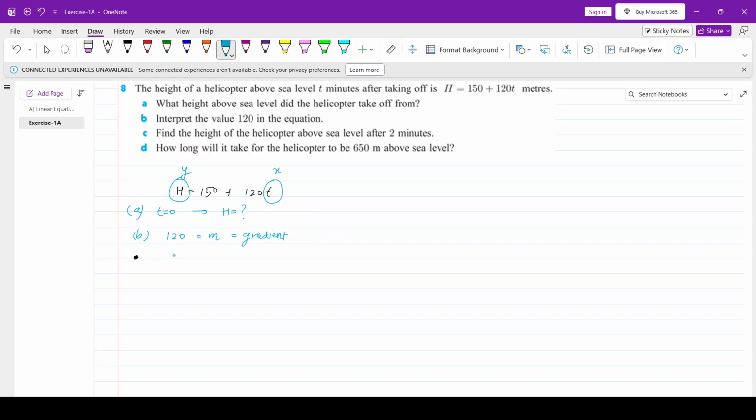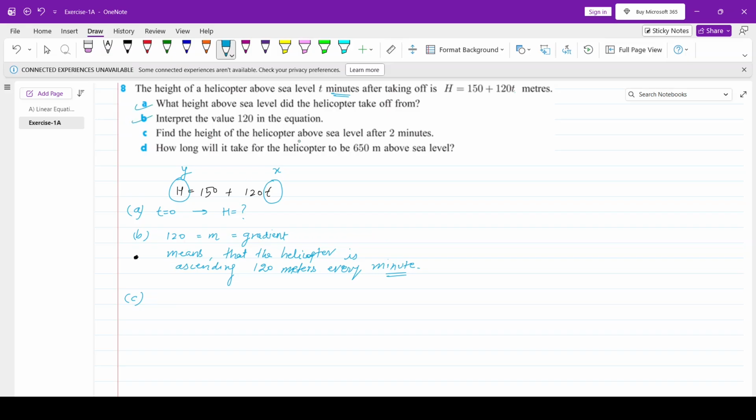So this 120 means that the helicopter is ascending 120 meters every minute. Why minute? Because it is saying after t minutes. So t is in the form of minutes. This you can do, this you can do.